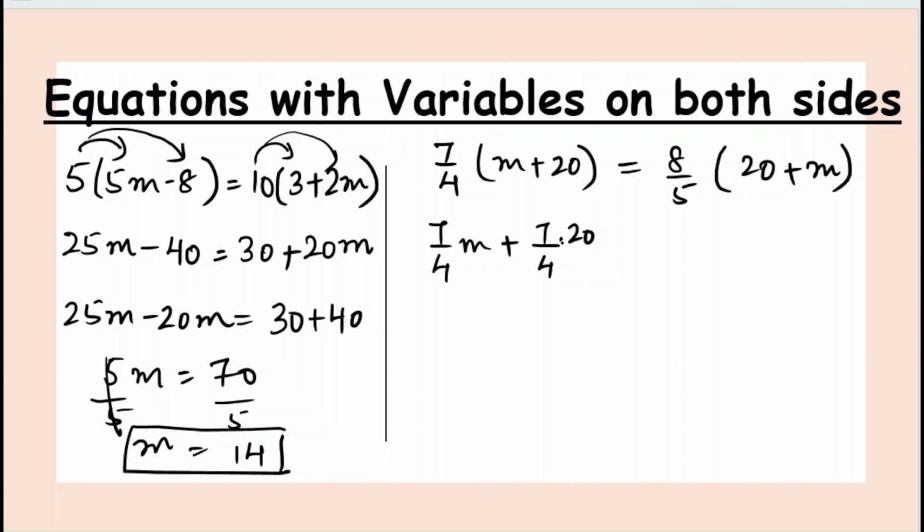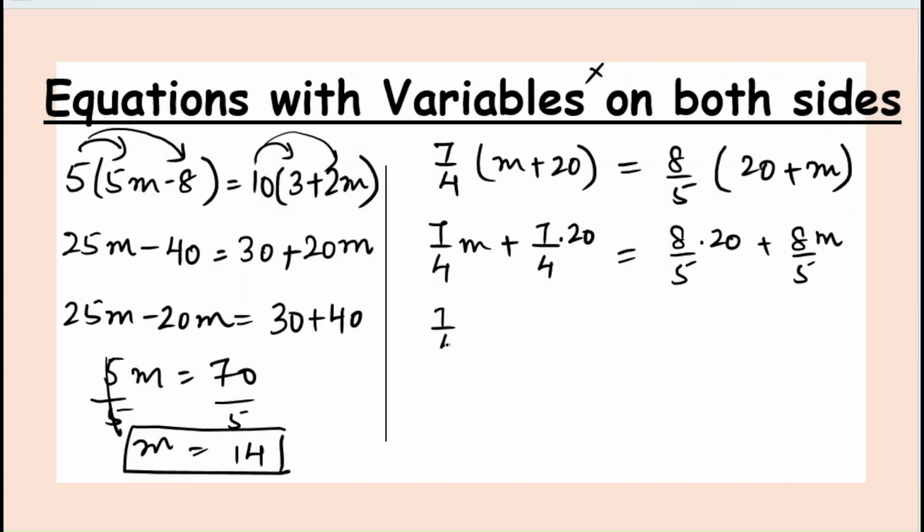In algebra, we don't put x for multiply like this one, because we often get confused with this. Is it a multiply sign or is it an unknown quantity x? We just put the dot to represent multiplication in algebra. Equals 8 fifths multiplied by 20 plus 8 fifths multiplied by m.